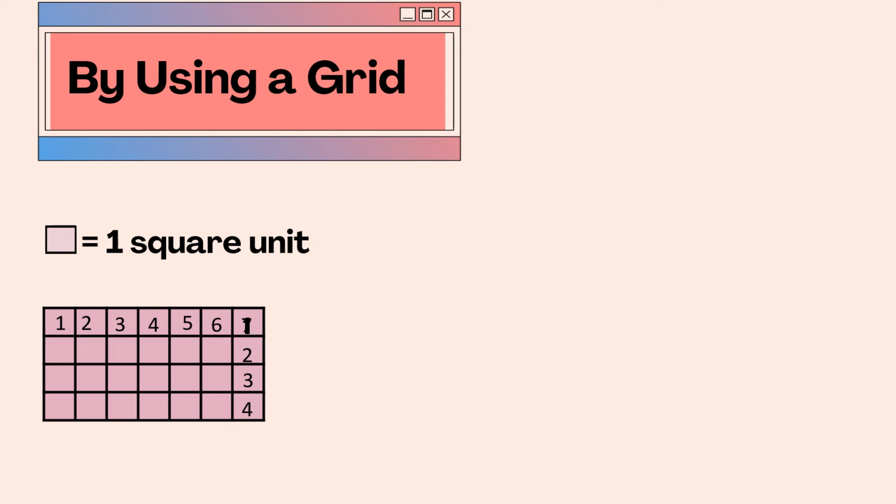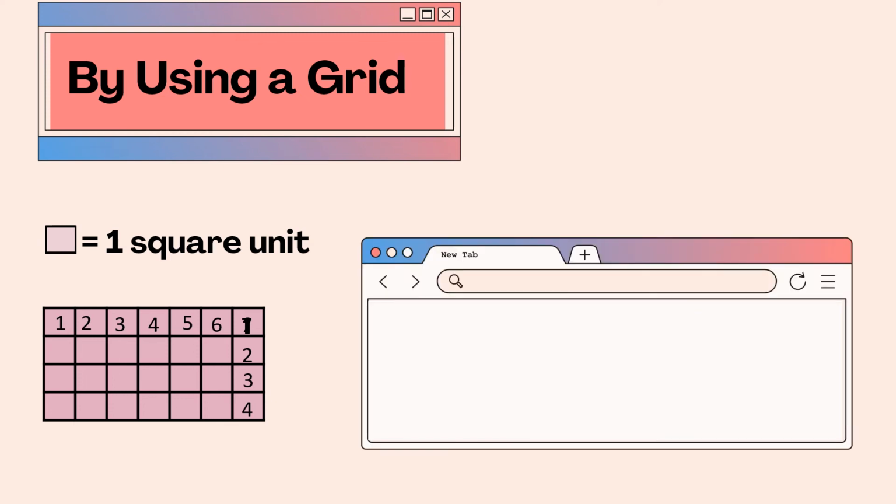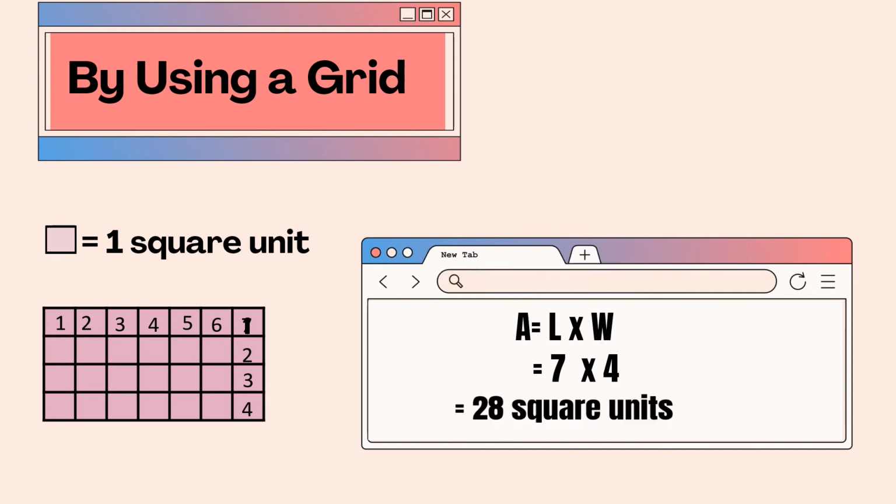Now, if we're going to solve that, we have here our solution. Area is equal to length times width. So the length is equal to 7 square units and the width is equal to 4 square units. If we multiply 7 and 4, the answer is, very good, 28 square units. Did you understand how to get the area of a square and a rectangle using a figure and using a grid? That's great.